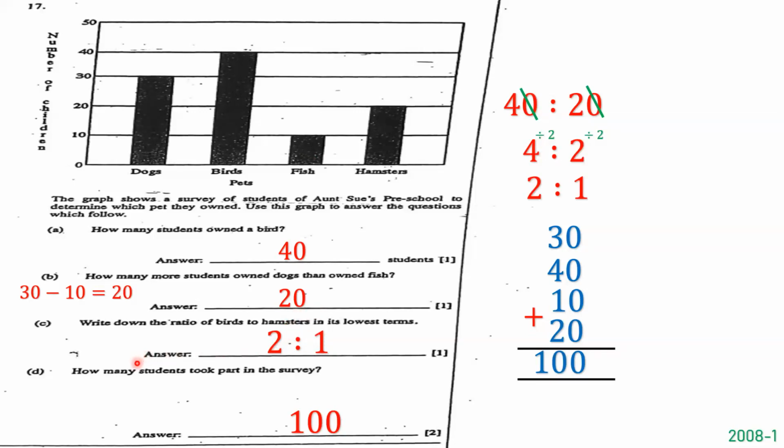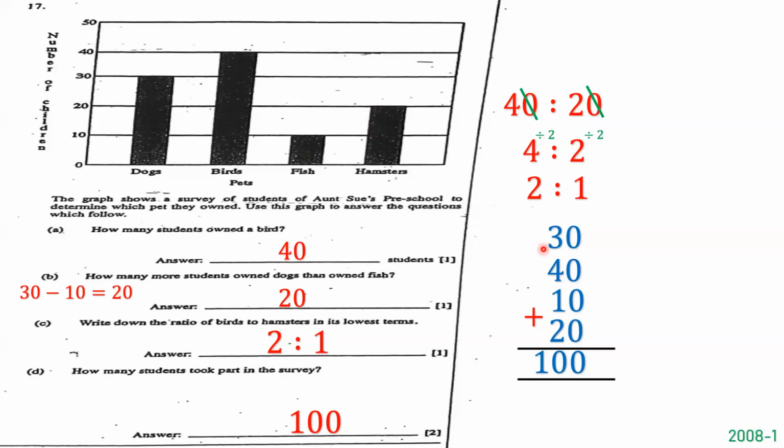Next, they say how many students took part in the survey? Well, we have to add it, right? So 30 students would be for the dogs. And then 40 students would be for the birds. And then 10 students would be for the fish. And then for hamsters, it's going to be 20 students.